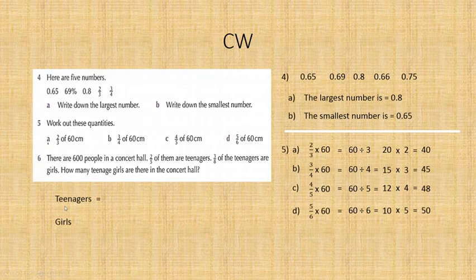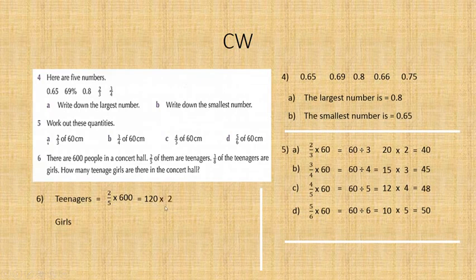So let's get first the number of teenagers. Teenagers is going to be equal to 2 over 5 times 600, because this is the number of teenagers. So I will just make it like the previous question. 600 divided by 5 is going to be equal to 120, and I will just multiply it by 2, so the answer is going to be 240 teenagers.